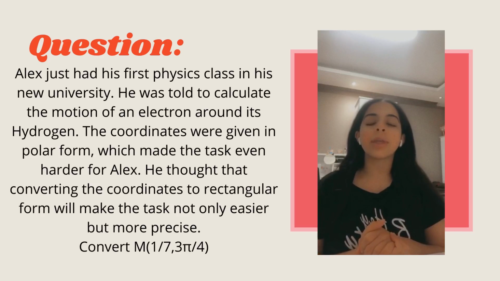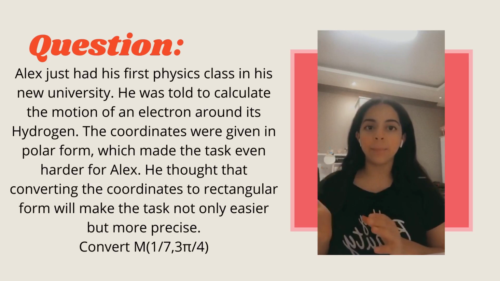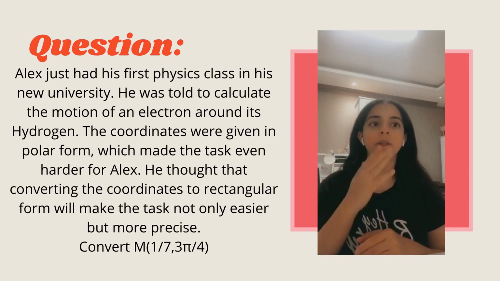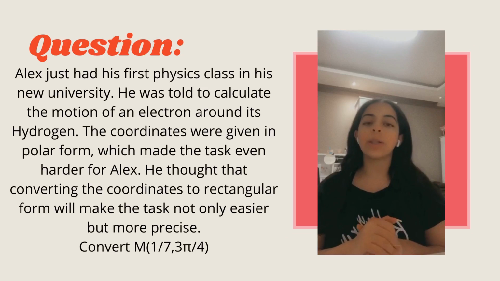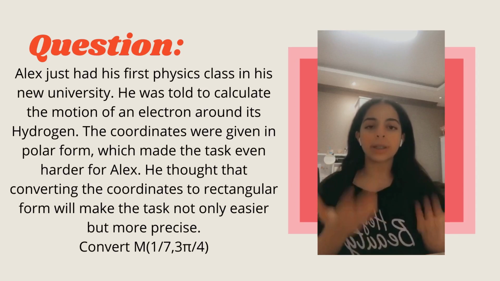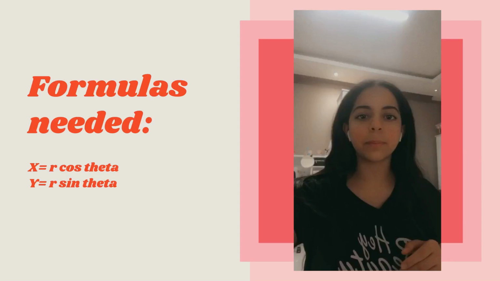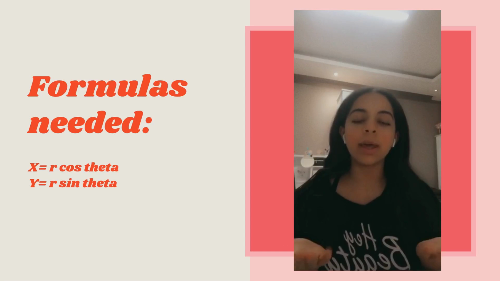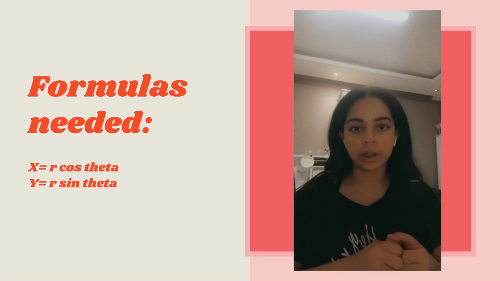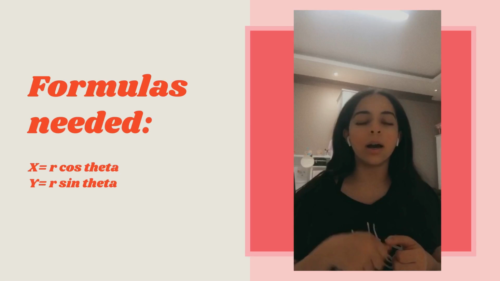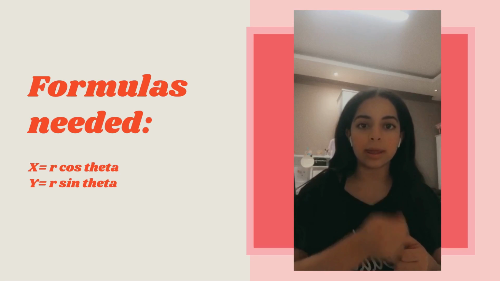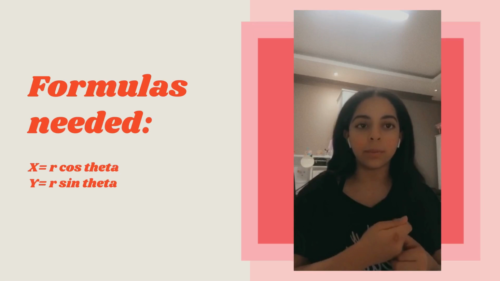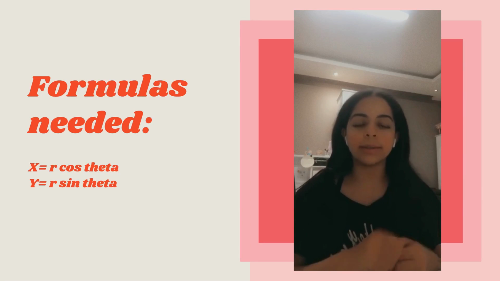So here we have the polar coordinates as (1/7, 3π/4). So now let's convert it into rectangular coordinates. So as we know, rectangular coordinates are made up of x and y. That's why we have two formulas for this question. So to find x, our formula is r cosine theta, and to find y, our formula is r sine theta.